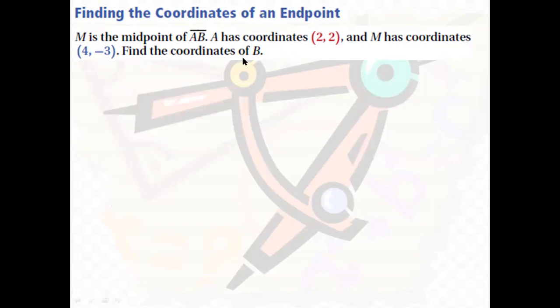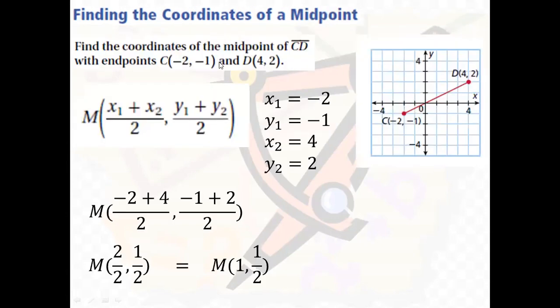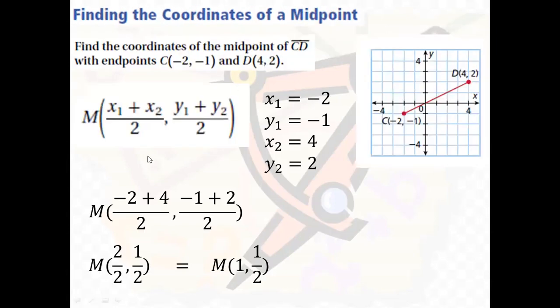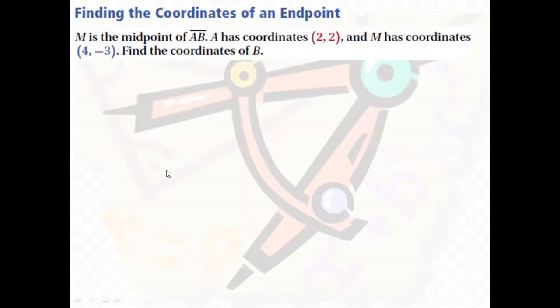So you need to be very careful about the question. This question says find the coordinates of B. But the previous question said find the coordinates of the midpoint. So they are two different questions. When they say find the midpoint, we just find it using the formula. But when they say find the coordinates, we need to use the same formula, but we are just working back.